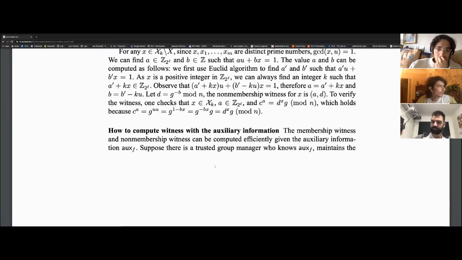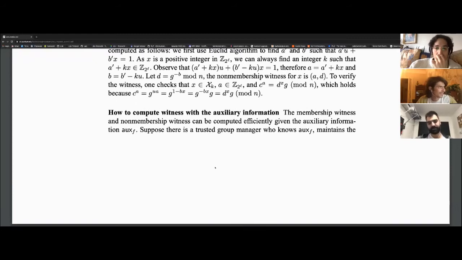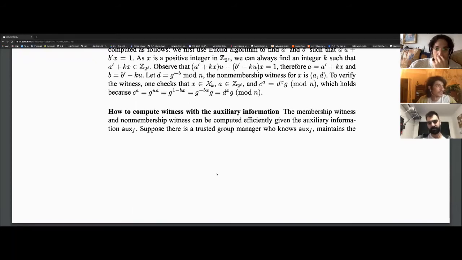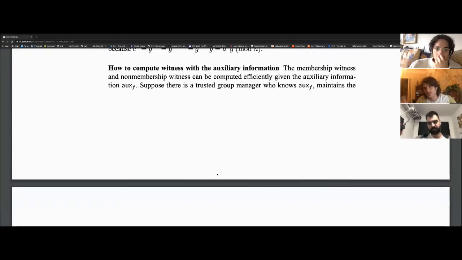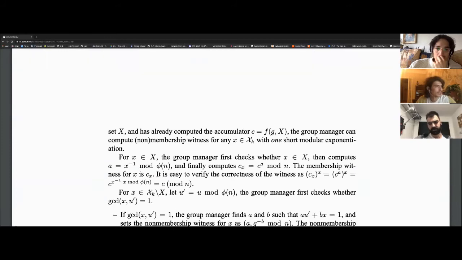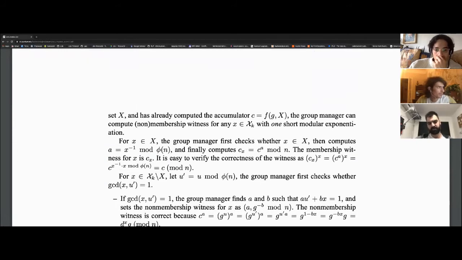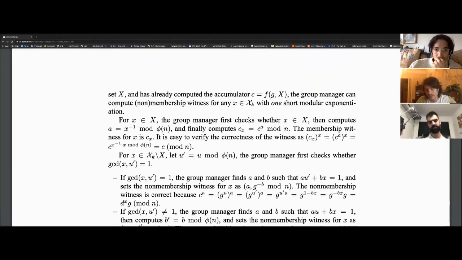Okay, so this following section is about how to compute the witnesses now if you have the auxiliary information. The take-home message here is that if you have a trusted setup, so you have a party that you can trust that can hold the factorization of N, then you can calculate these witnesses more efficiently. Because then you can do the exponentiation mod phi of N. Phi is the Euler totient function. Let's say N is the product of two prime numbers, then this function counts the number of integers that are coprime to N, up to N.